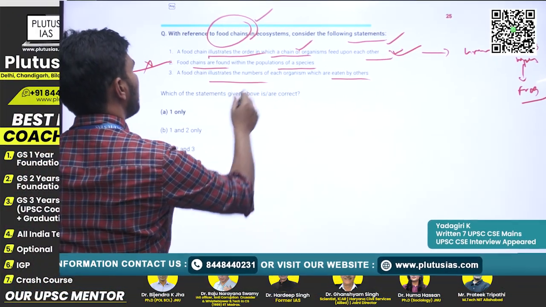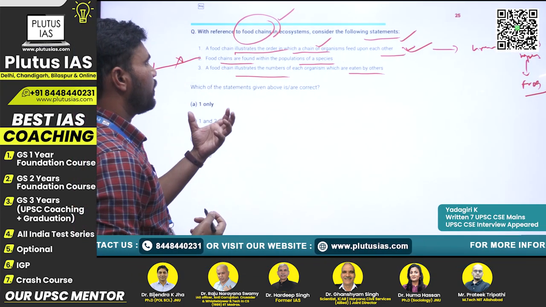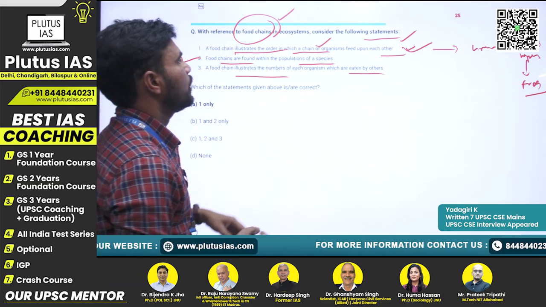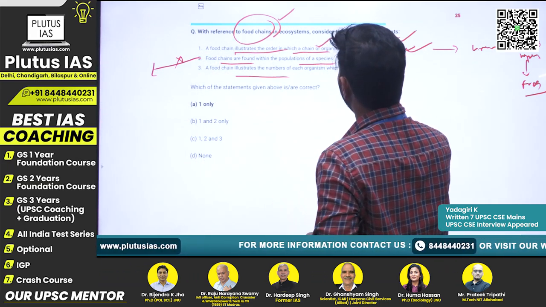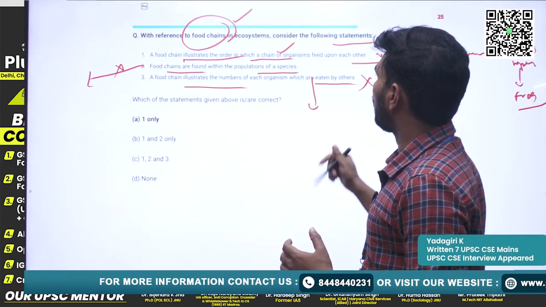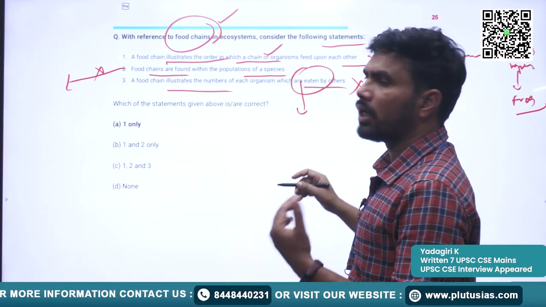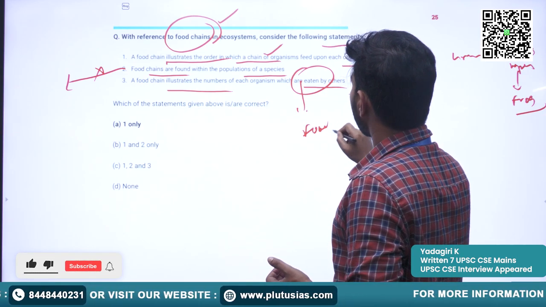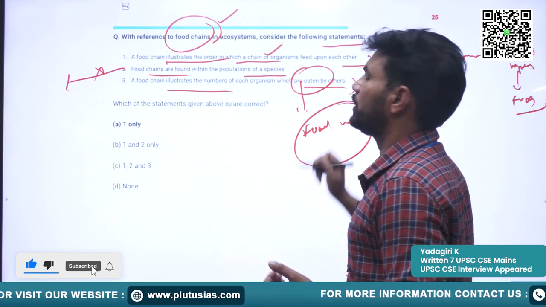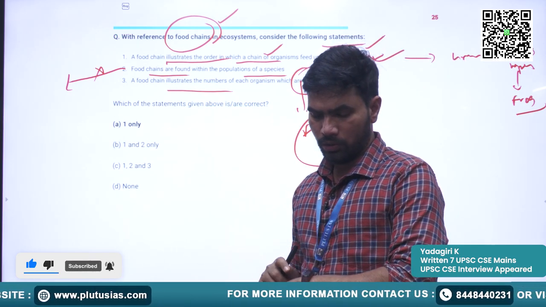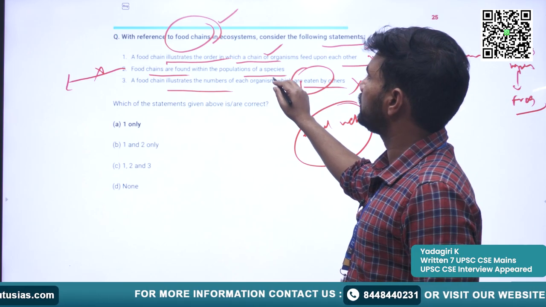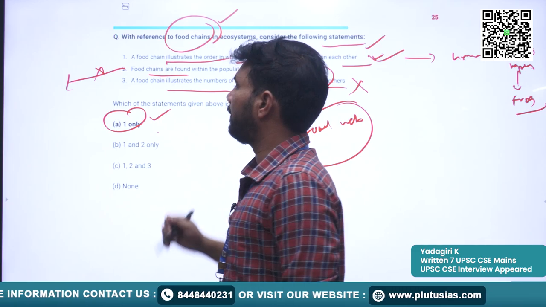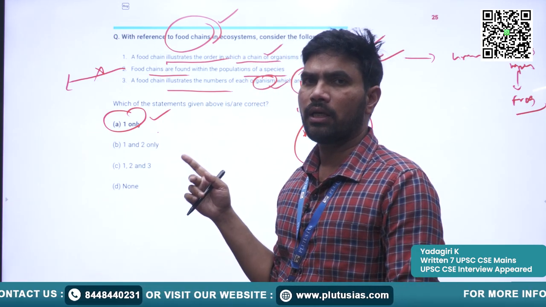Next is food chain illustrates the numbers of each organism which are eaten by others. So this is also incorrect. Basically the numbers of organisms eaten by others is given in food webs, right? We have also seen this example, food web. So this is incorrect. This basic definition is about food web. So here the correct option is option A. Only statement one is correct, right?